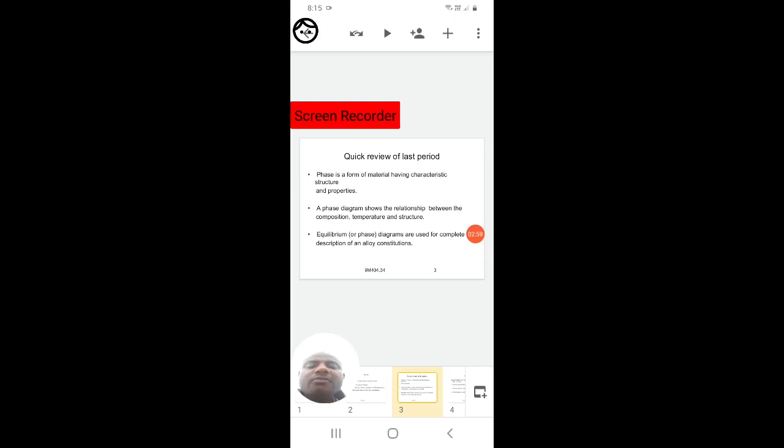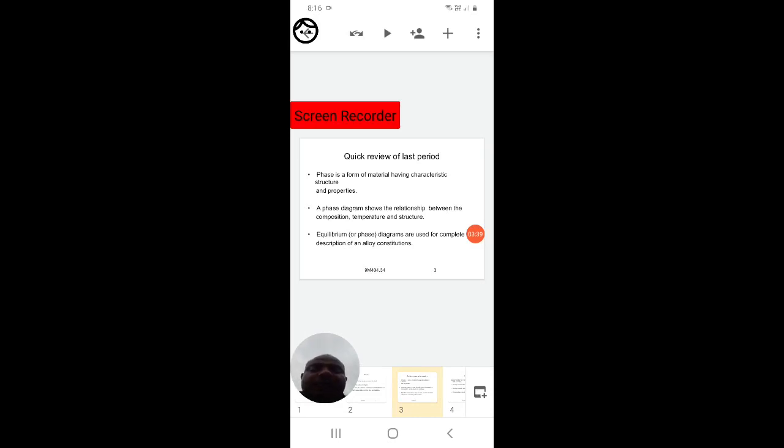A phase is a form of material having characteristic structure and properties. A phase diagram shows the relationship between composition, that is alloying, temperature and structure. This is very important. All these, equilibrium diagrams, S curves or C curves, are phase diagrams.